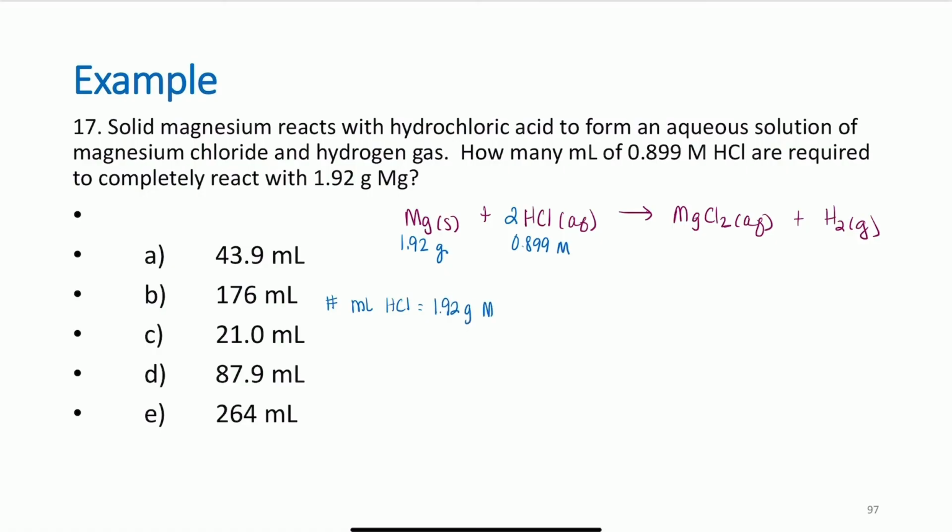Trying to react 1.92 grams of magnesium. Convert that to moles. 1 mole of magnesium, atomic weight is 24.31 grams.